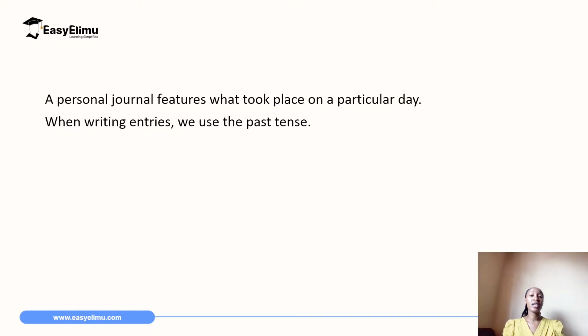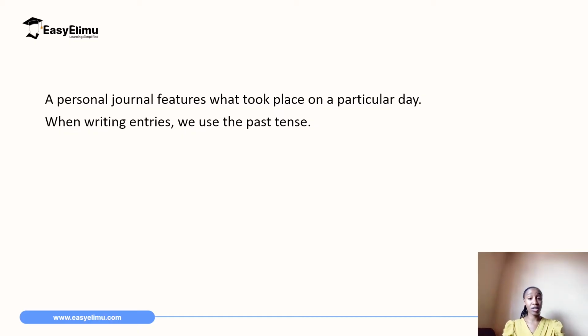A diary, which you learnt in Form 1, is where you write for the future. Maybe you have a meeting tomorrow. Maybe you have an assignment that is due on Friday and you don't want to forget. You write in the diary. Another difference is that for the diary, your entries are very short and precise. But for a journal, you can write for as long as you want. You can write as many paragraphs as you want, as opposed to the diary where it's just short sentences.